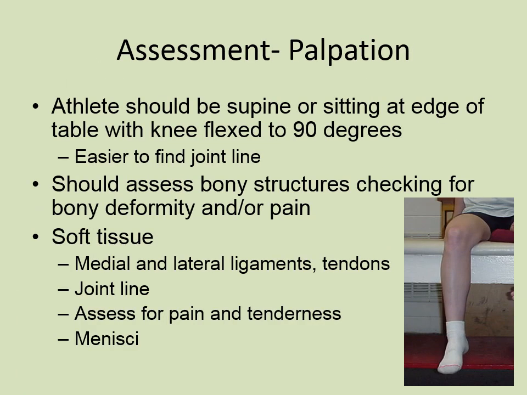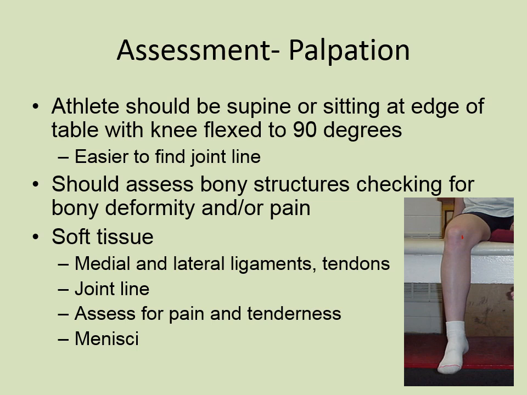For our next area of assessment, we are going to be doing palpation on the knee. For palpation, ideally the athlete would be sitting at the edge of the table with their knee flexed to 90 degrees, like in this picture below. If they're not able to achieve this position, then we can have them laying supine or on their back. However, it's a lot easier to see all the different parts of the knee from the seated position at the end of the table. It's much easier to find the joint line here.